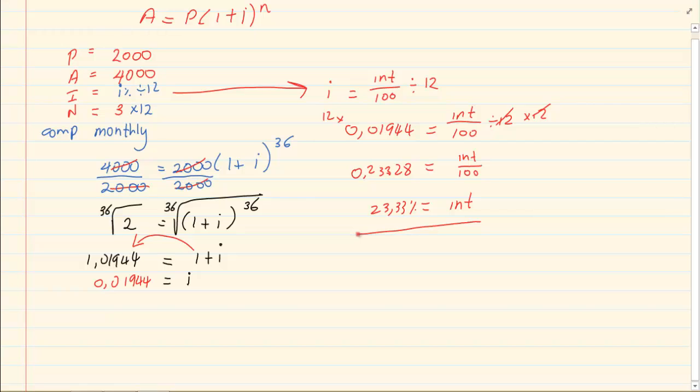Now remember, you would have done this last year until this stage where you would have simply times by 100. This effect here where we start changing or dividing by 12, that is grade 11 work.